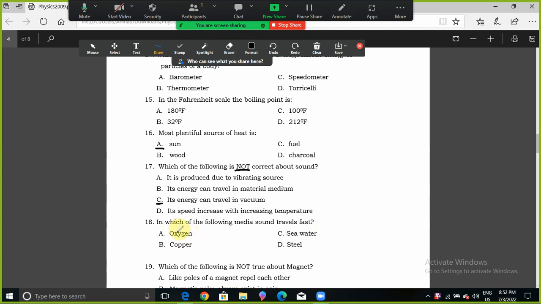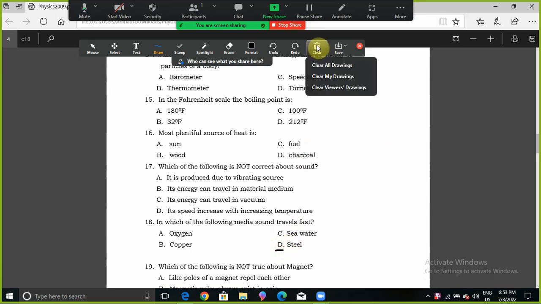Because here, first of all, oxygen can be excluded because it's a gas. Seawater can be excluded also because it's a liquid. So we have here two solids, copper and steel. But which one is more in speed in meters per second at 0 degrees Celsius? It will be steel. Why? Because steel's number is 5948, but in copper we have 4998. So the bigger one is steel. So that means the answer for this question is D.